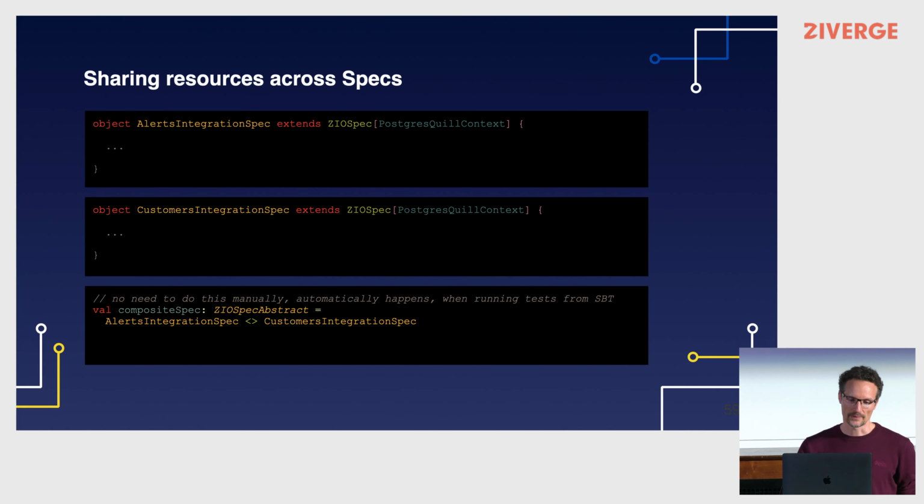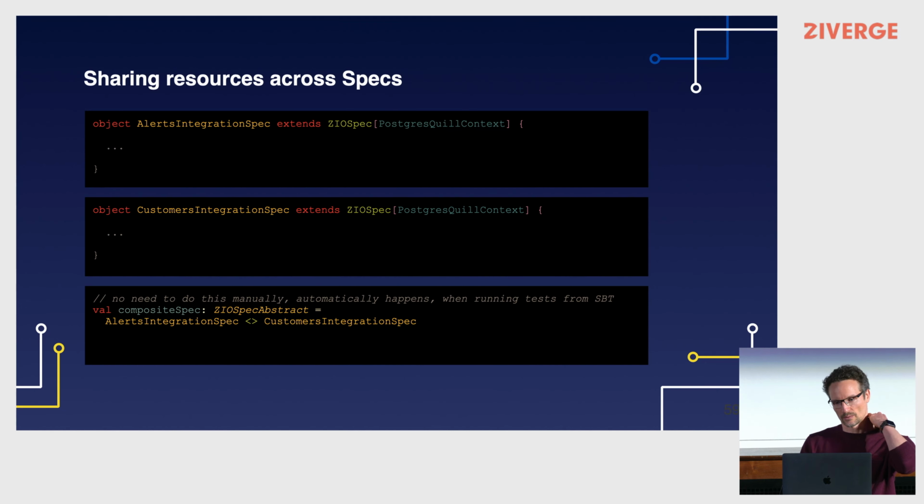So what this new feature allows us is, as I mentioned, also with the default spec, that at the end we are able to compose the two specs, although they are in different files. But this is not something that you will do manually. All this happens automatically for you when you use the SBT test runner.